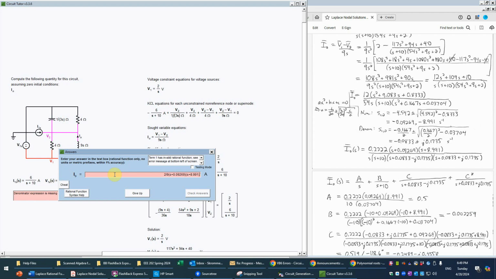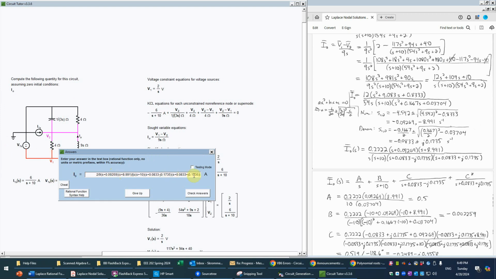So in the denominator, we're going to have to put a square bracket so we can enclose multiple terms. Again, so we have now an s times parentheses s plus 10 times the s plus 0.0833 minus j 0.1735, close parentheses, and then the same thing with the change in the sign of j. So this is now plus j times that same value, 0.1735. And then we have to close the square bracket to complete that.